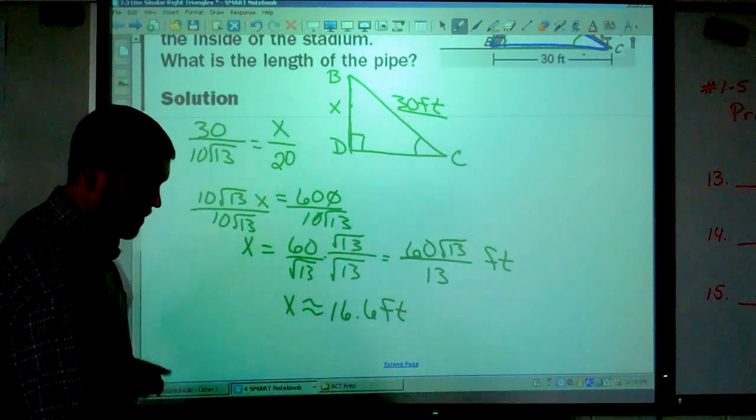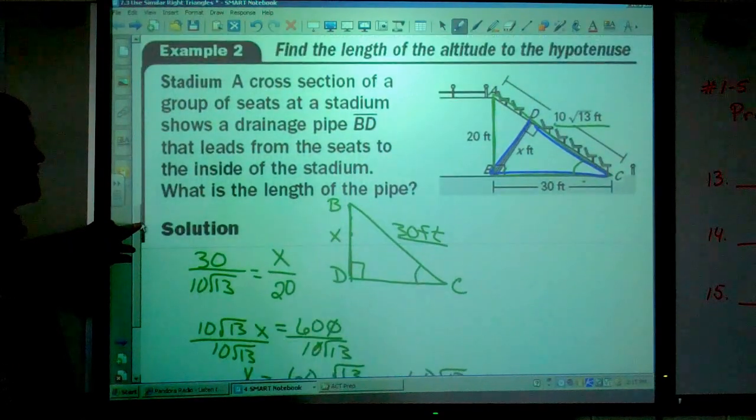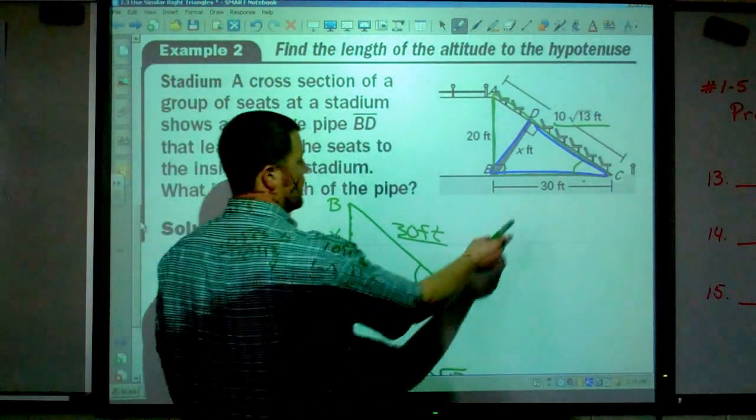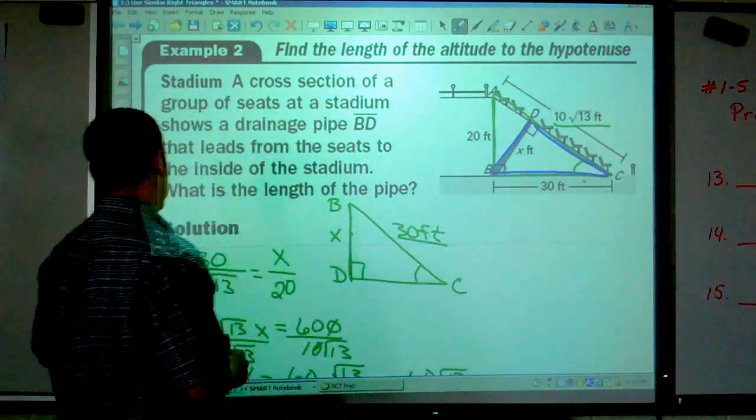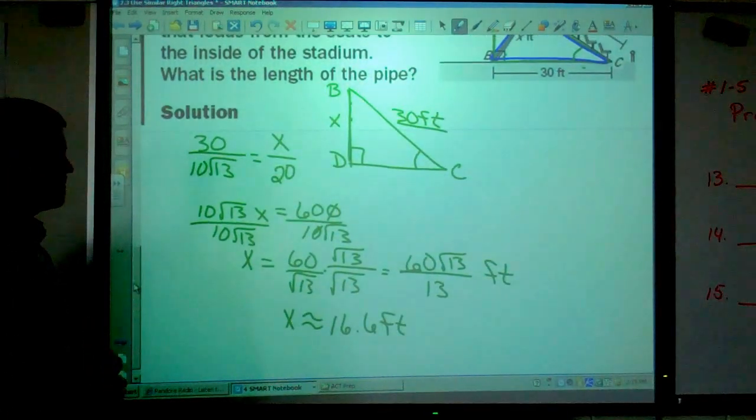Okay? Which again makes sense. That seems reasonable for the problem we're looking at here. 30 feet, 20 feet, okay, 16.6 feet. Alright?